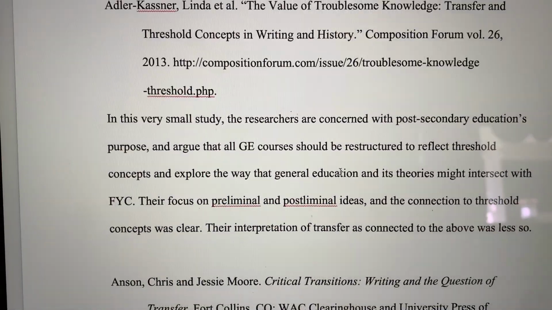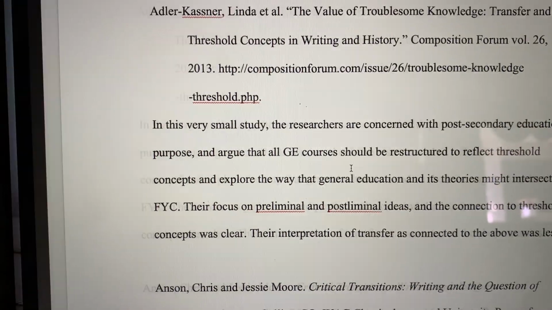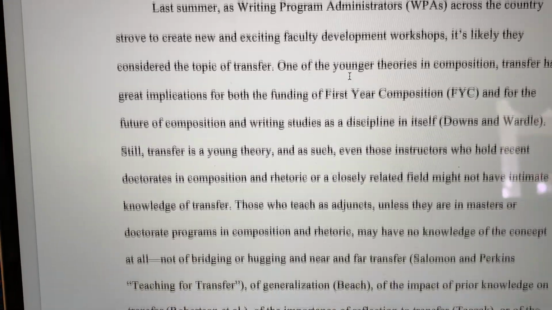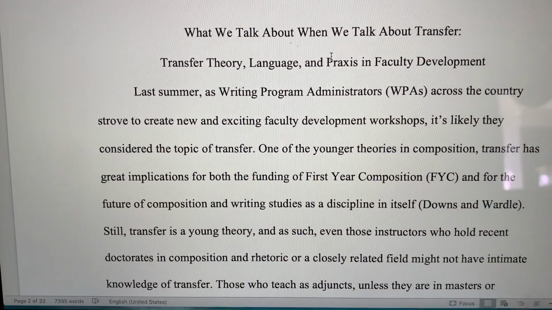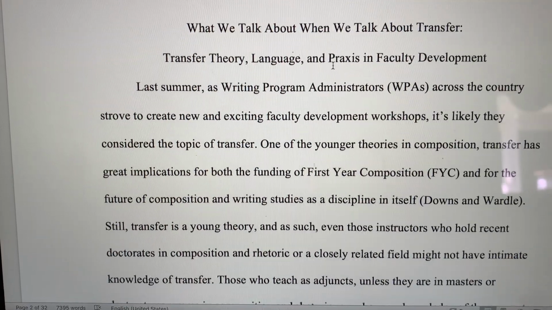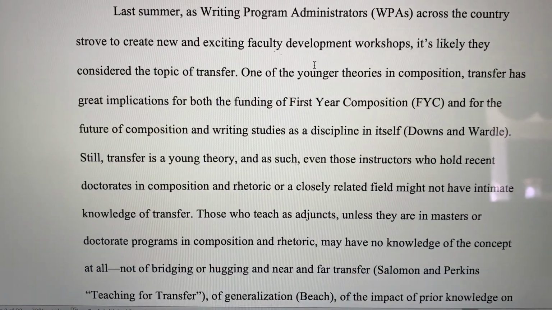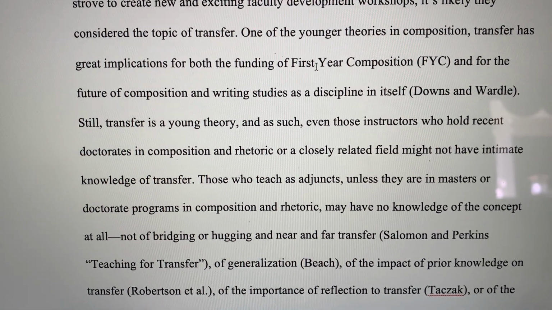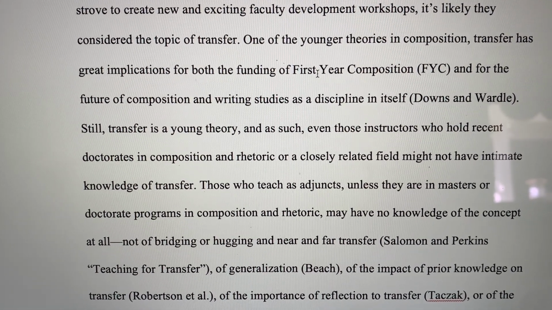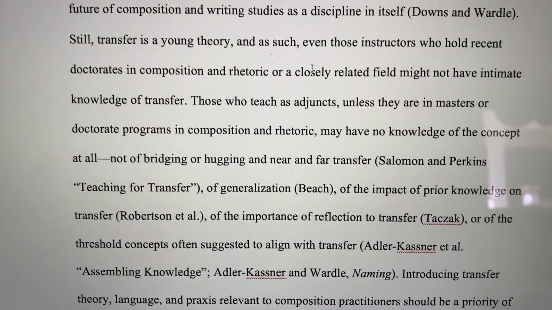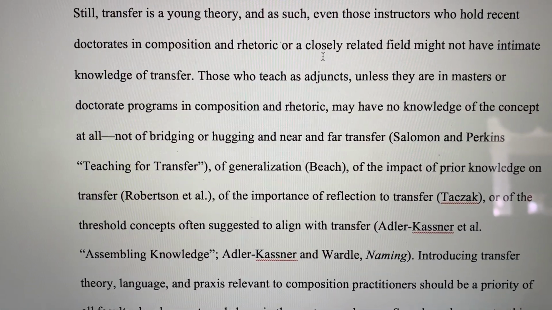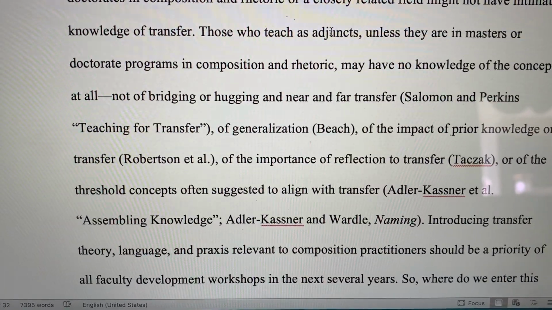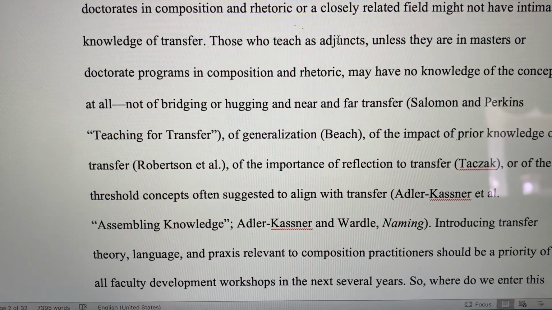So let's take one example here, and I'm going to switch pages. This is the actual paper that resulted from this, What We Talk About When We Talk About Transfer: Theory, Language, and Praxis in Faculty Development. And I'm basically talking about a study that I did when I taught all of our composition faculty at St. Mary's how to use transfer studies to help them fine-tune their work in teaching composition.